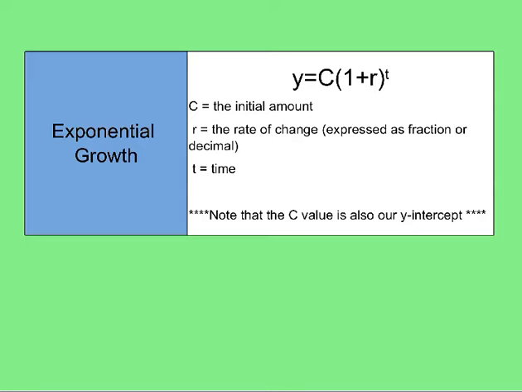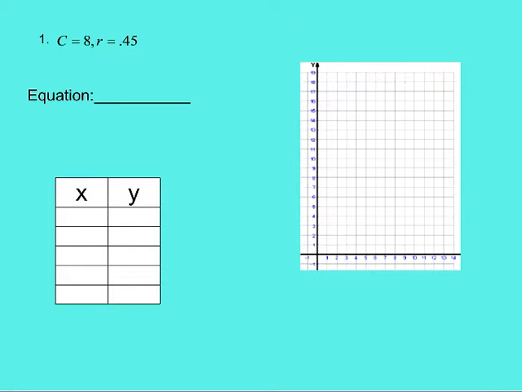Okay, so I also want you guys to remember that our c value is going to be our y-intercept. So c value is representing that starting point, which also is going to be the y-intercept of anything that we graph. So let's go ahead and let's practice graphing some exponential growth equations.